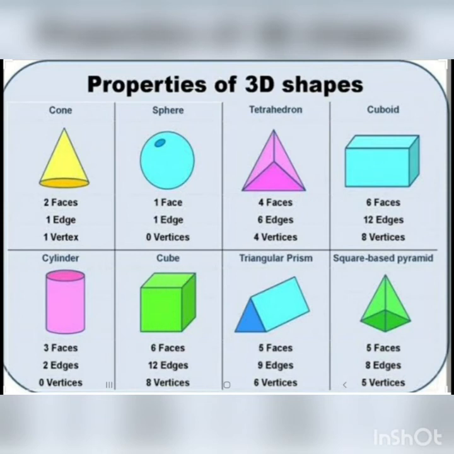Next, cube. A cube is having 6 faces, 12 edges and 8 vertices. So if you have a Rubik's cube with you, you can check it with the Rubik's cube and count the number of faces, edges and vertices.